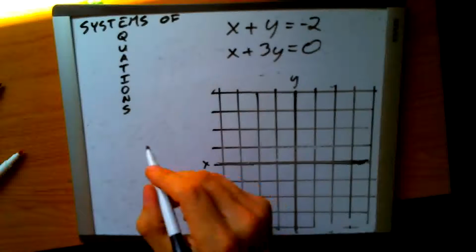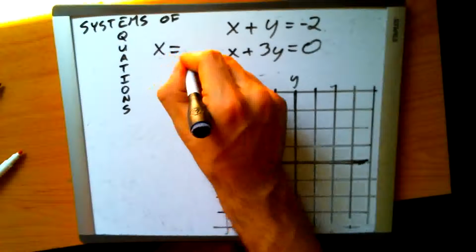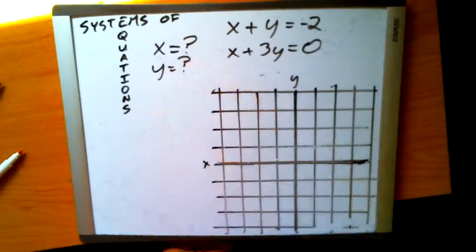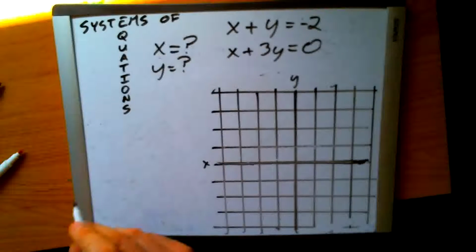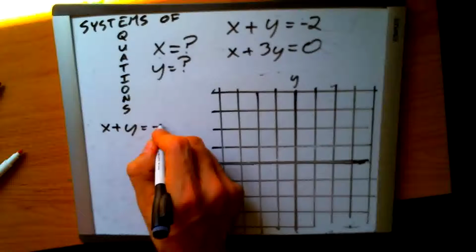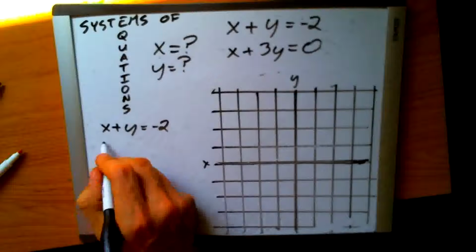Okay, systems of equations, let's review. We have two equations and we are trying to find out what value of x and what value of y works for both of these equations. So one way we can do this is with elimination.